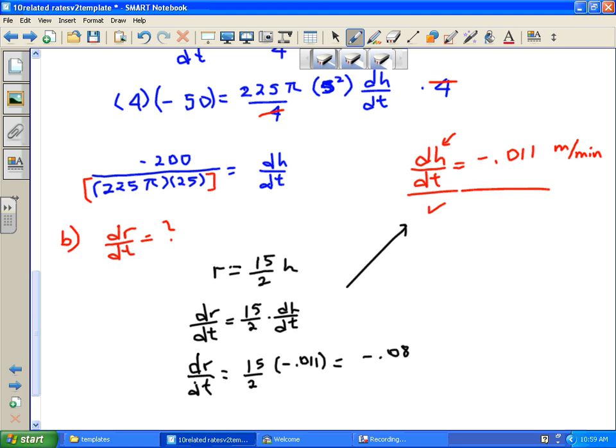Right. And what about the units? Units for r divided by units for t. Units for r is the distance units, right? Like meters. And time was in minutes. And does it make sense these came out negative? Yes, because the water is leaking out of this container, the radius is going to shrink, and the height is going to shrink. It makes sense that they all came out to be negative.